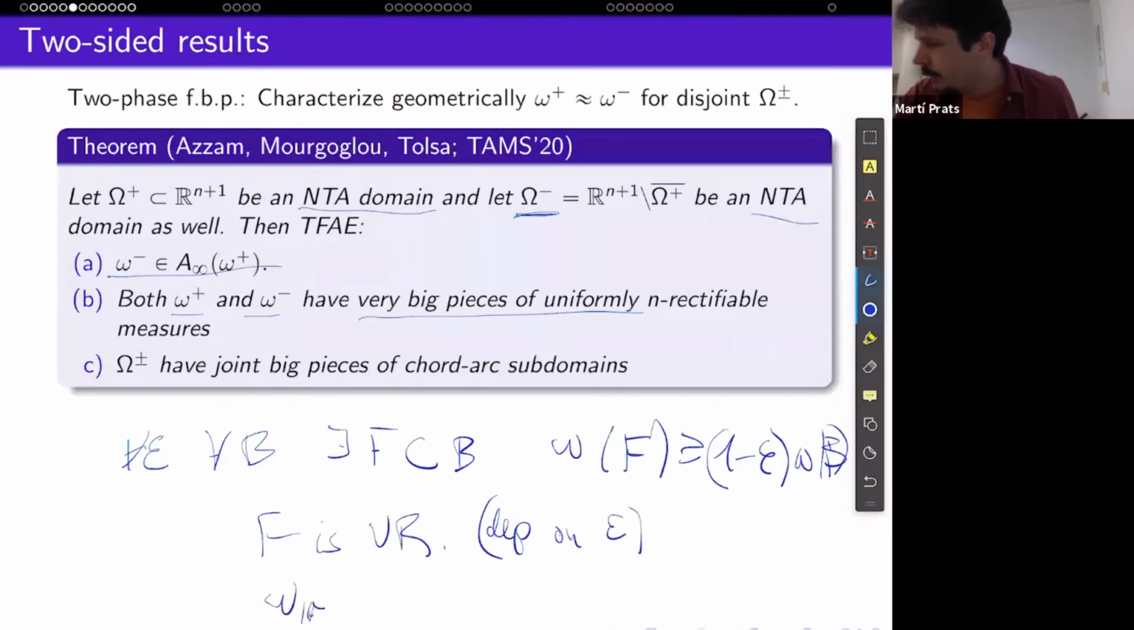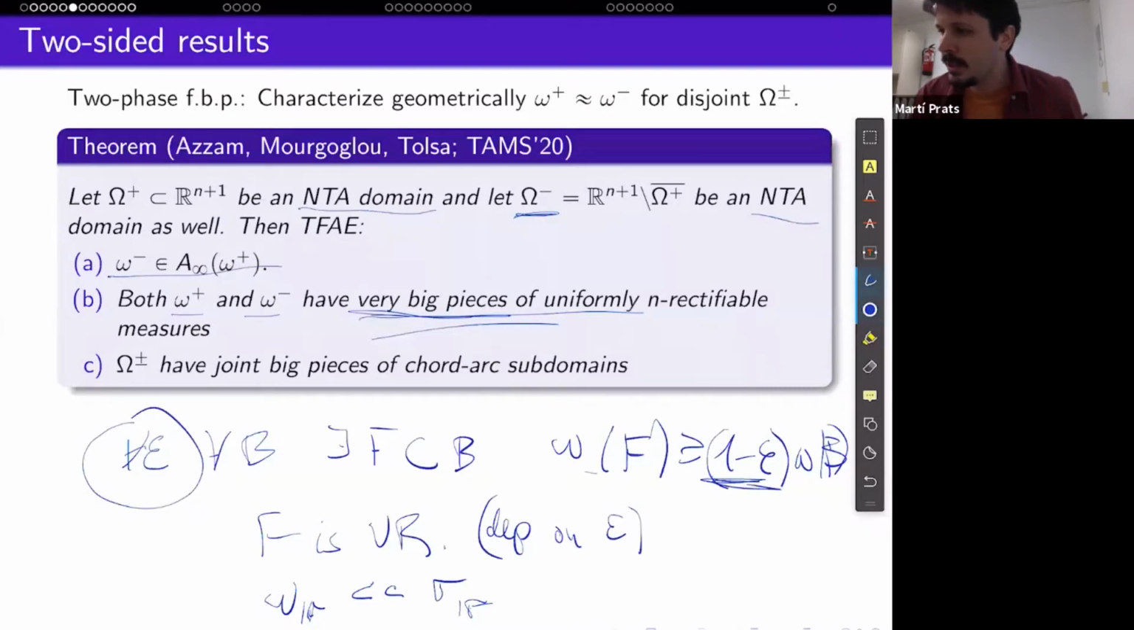Omega restricted to F is absolutely continuous with respect to the surface measure, something like this. This is having very big pieces. And very big pieces means that you can make epsilon as small as you want. So essentially you can cover everything, paying the price of worsening the constants here.